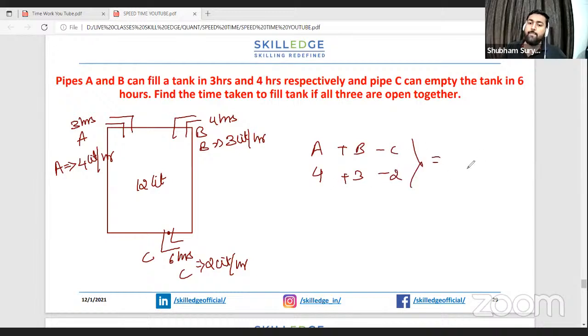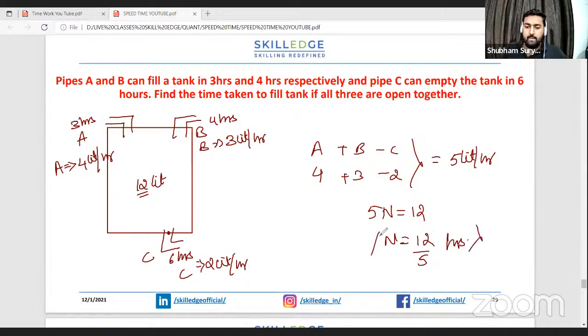So together it is 4 plus 3, 7 minus 2 is 5 liters an hour. Okay, now we have to fill a total of 12 liters. So 5, let's say in n hours gets filled, 5n is equal to 12, so n comes out to be 12 by 5 hours. So this many hours will be required to fill the tank if all three of them are opened together. है ना?